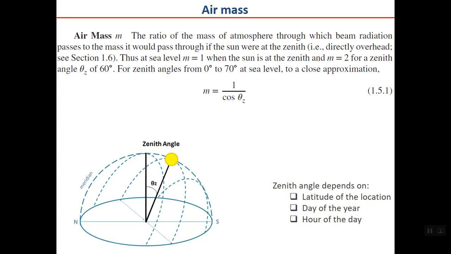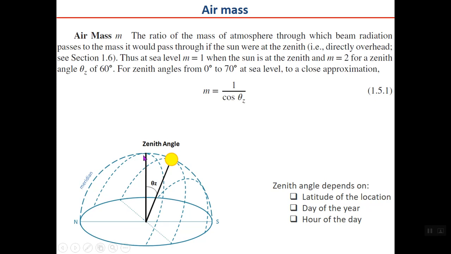So the first is that it is a ratio, the mass of atmosphere through which beam radiation passes to the mass it would pass through if the sun were at the zenith. But actually, to simplify it, generally we take it as a ratio of two distances, the same distances: the actual distance through which the beam radiation passes, the actual path of the sun, to the distance which the sun beam passes if it were at the zenith.